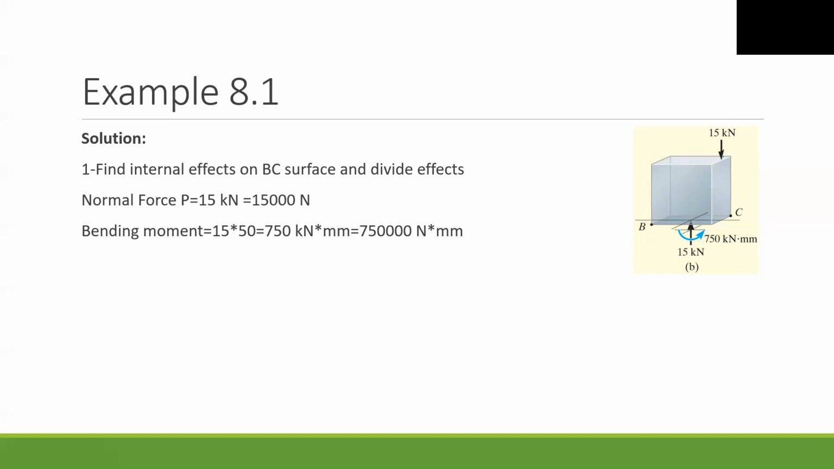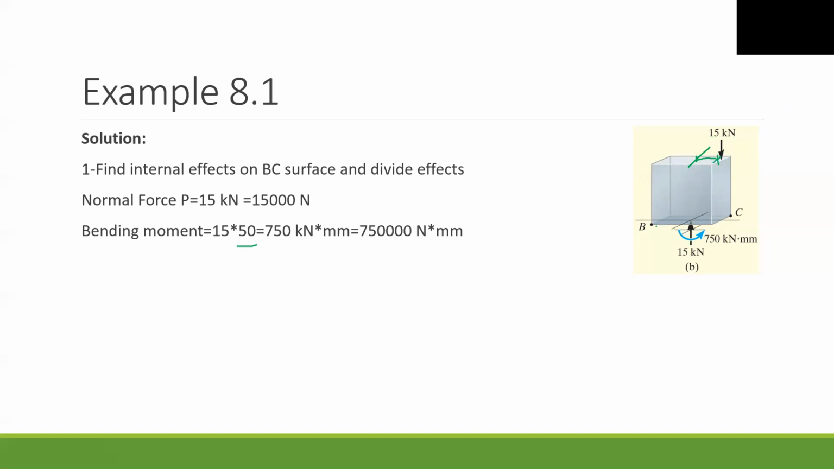This is the main point. We have two effects. First of all, the force effect. You can see 15 kilonewton, the compression. Also, for this force, there is some kind of eccentricity here, and that causes a moment. How can we find this? Force times eccentricity. What is the eccentricity? 50 millimeter. If we multiply by this, we obtain the moment.